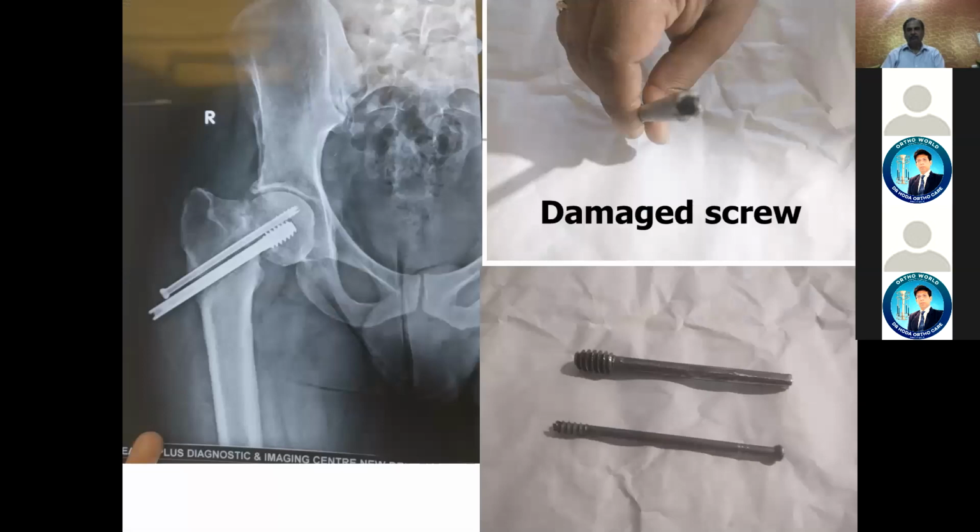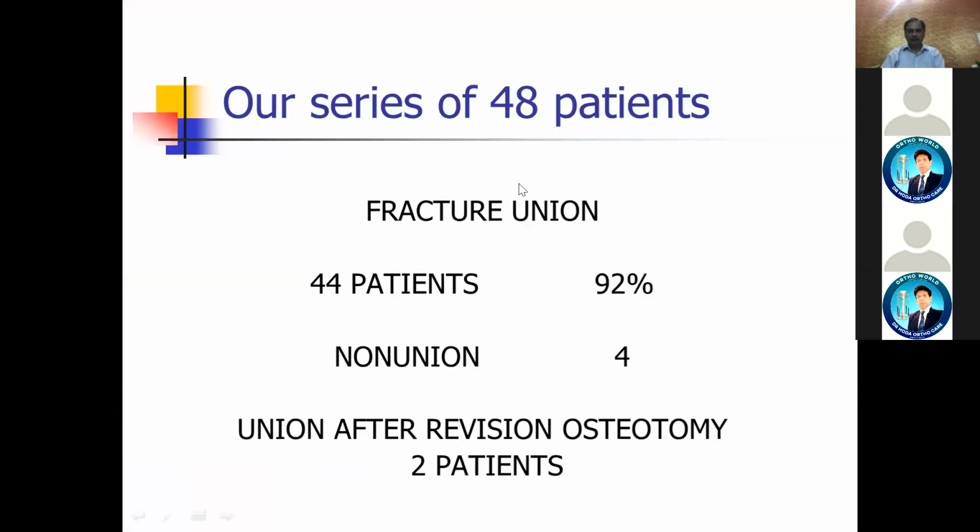Here, the screws are broken. It's a difficult situation. I'm not going into detail. So if you do Powell's intertrochanteric osteotomy, the highest rate of union is 92%. Literature says it is between 80% to 94%. Non-union can still occur because of infection, because of implant cut through, because of other reasons. But there is a good rate of union if you perform a Powell's osteotomy.